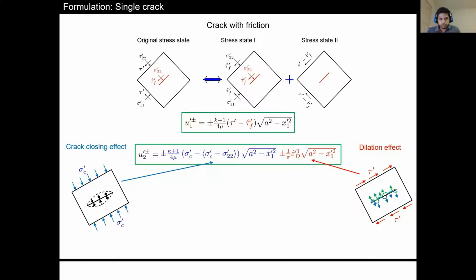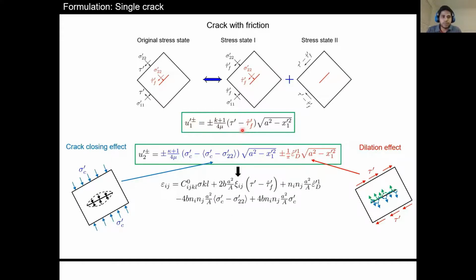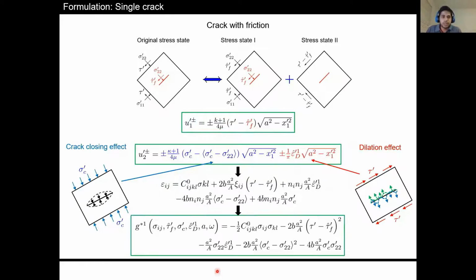Using these crack opening displacements with the equation on the previous slide, we can derive the stress-strain relationship for the REV with a single microcrack. And further, we can integrate this with respect to stress to get the Gibbs free energy of the REV with a single microcrack, considering a zero value of the reference Gibbs free energy.